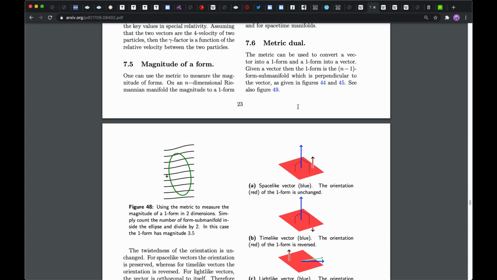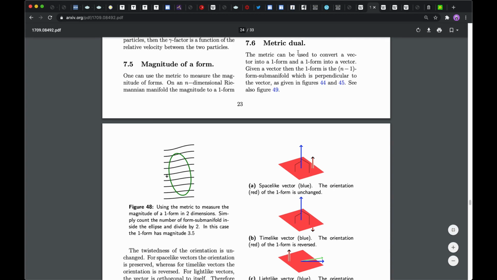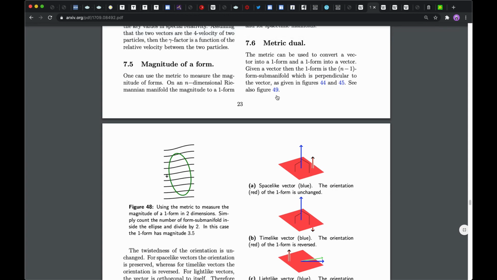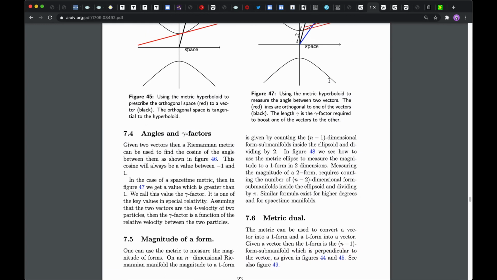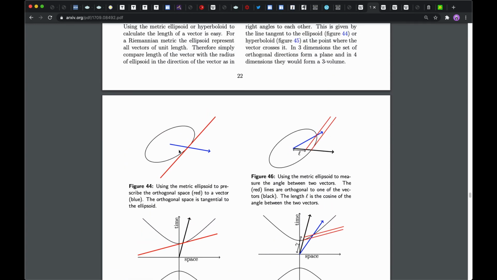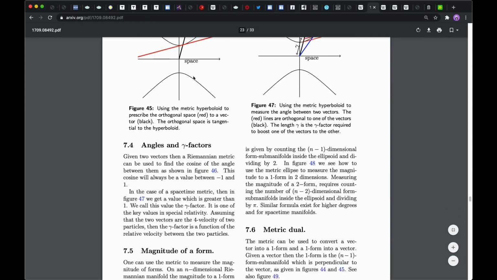Okay. Anyway, I think that part is not really important for our discussion today, so let's move further to the metric dual. And the metric dual is described like this: given a vector, the one form is an n-1 form submanifold which is perpendicular to the vector, which we have seen in figures 44 and 45. So those were those figures with the orthogonal complement here.